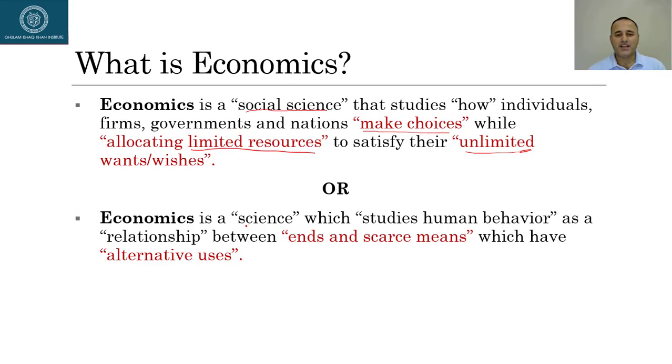Economics is a science which studies human behavior as a relationship between ends and scarce means which have alternative uses. So again, your means are limited. One of the standard things between those two definitions is alternative uses. Most of the time we have choices, and then we have a choice set, and then we pick the best choice, which maximizes our benefits, or where we optimize actually.